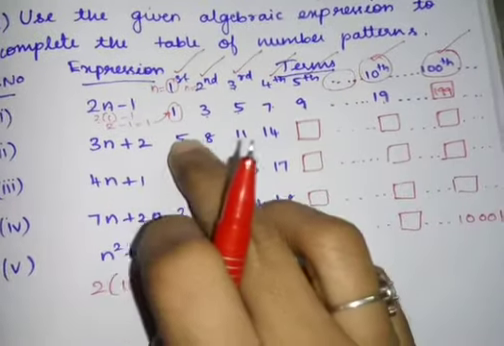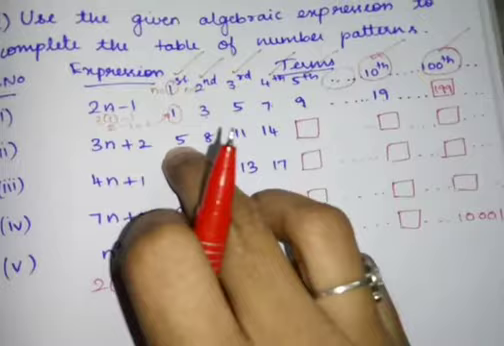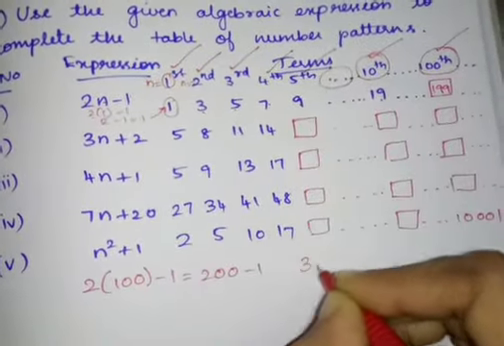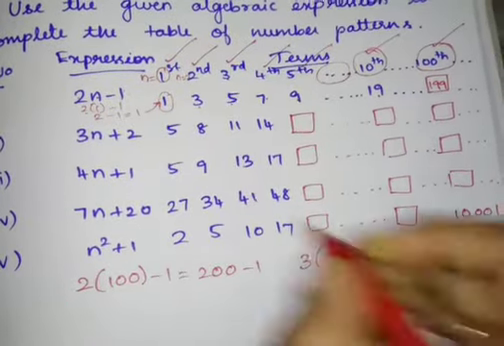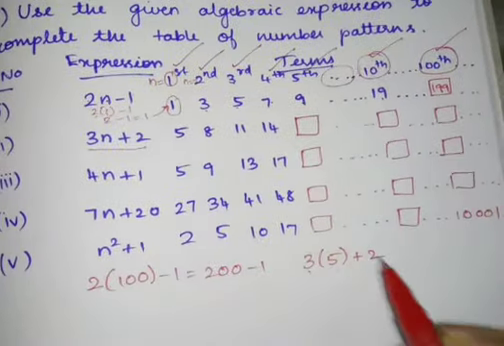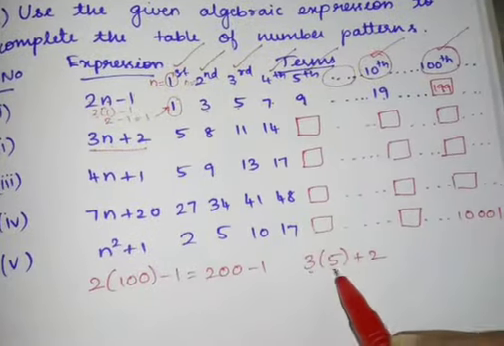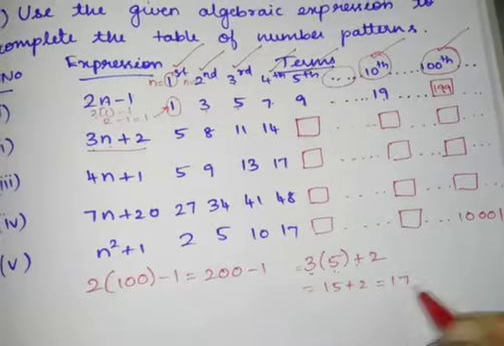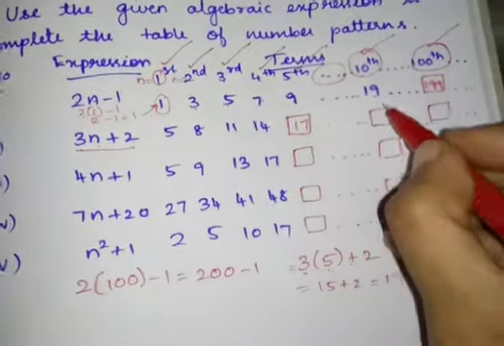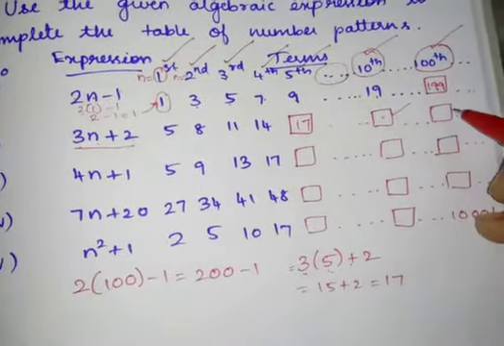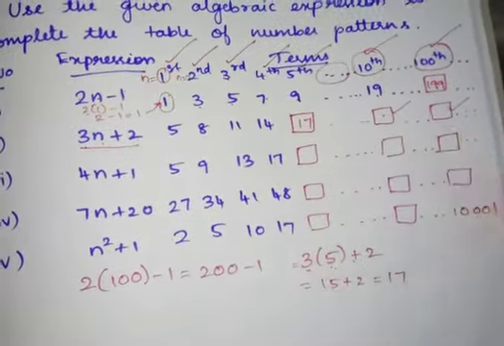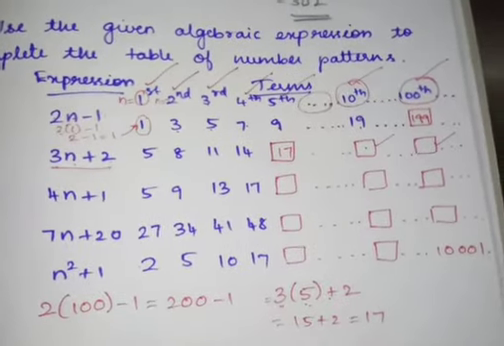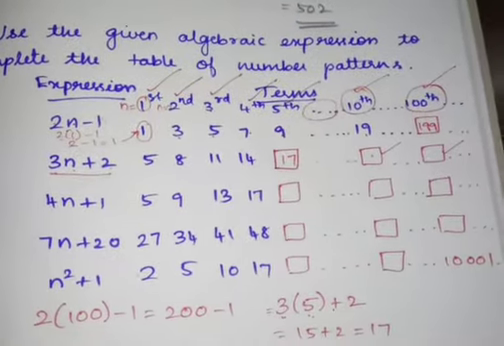Next, for this, when n is equal to 1, 5. N is equal to 2, 8. 3, 4. 5 is not there. So 3 into 5 plus 2, because 3n plus 2 means 3 into 5 plus 2. 3 5s are 15 plus 2, which is nothing but 17. So the answer is 17. Then you should find for 10, 100. Likewise, you have to fill this box. This is your homework. Okay, I have just taught you how to do it. Just complete this table.